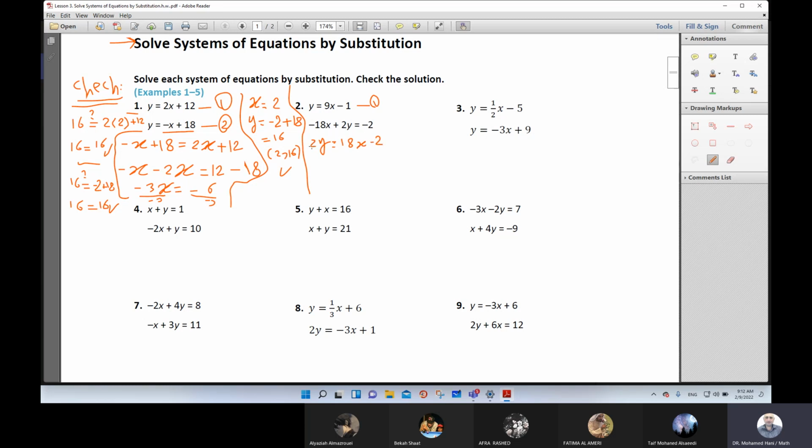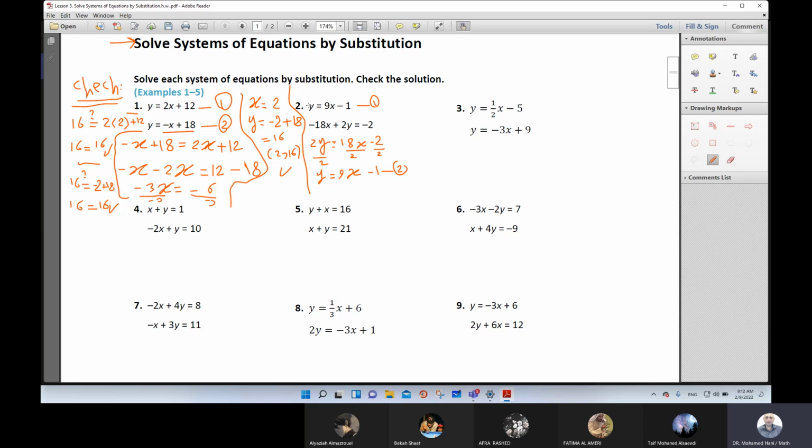Then we want to remove 2 from this side, so you can divide the two sides by 2. Divide here by 2, divide here by 2, and divide here by 2. So 2y divided by 2 will be y equals 18 divided by 2, which is 9x. Then minus 2 divided by 2 will be minus 1. This is the second equation.